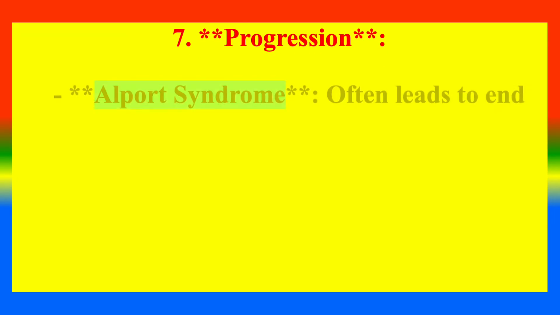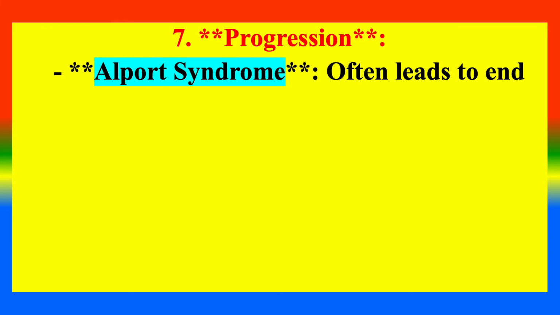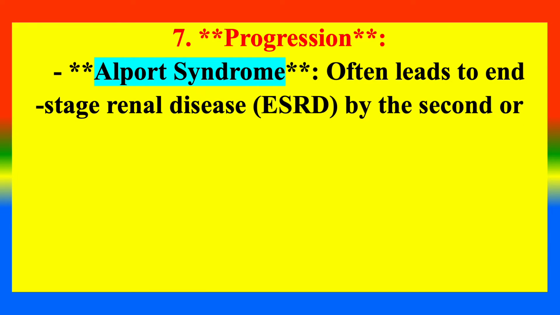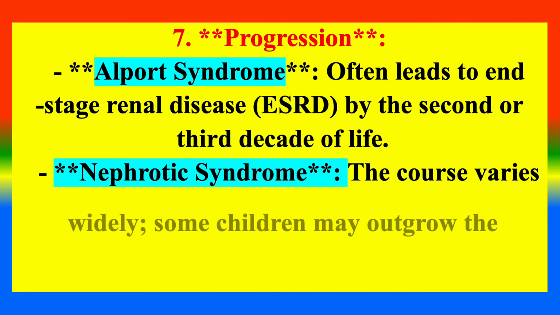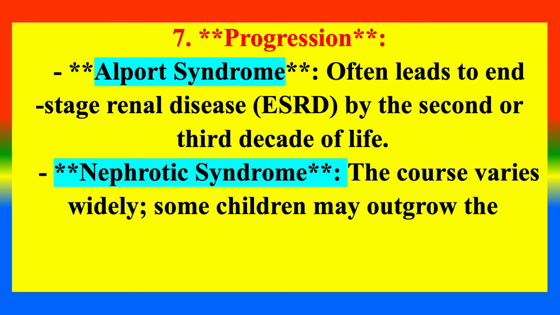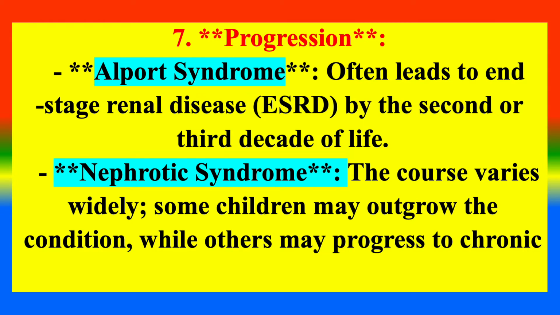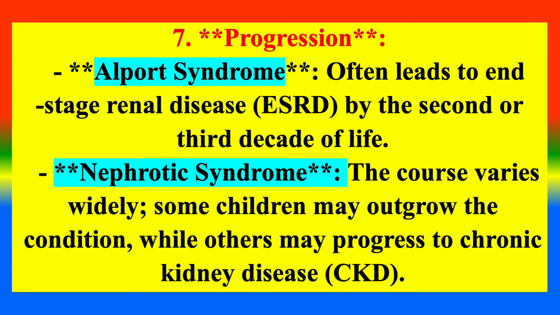7. Prognosis. Alport syndrome often leads to end stage renal disease, ESRD, by the second or third decade of life. Nephrotic syndrome, the course varies widely. Some children may outgrow the condition while others may progress to chronic kidney disease.